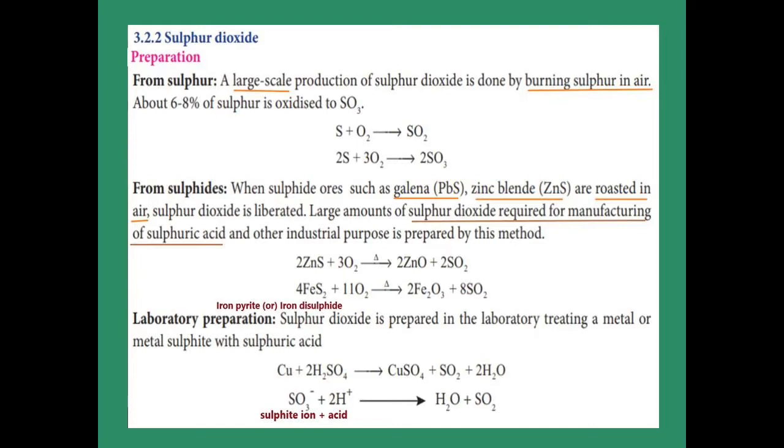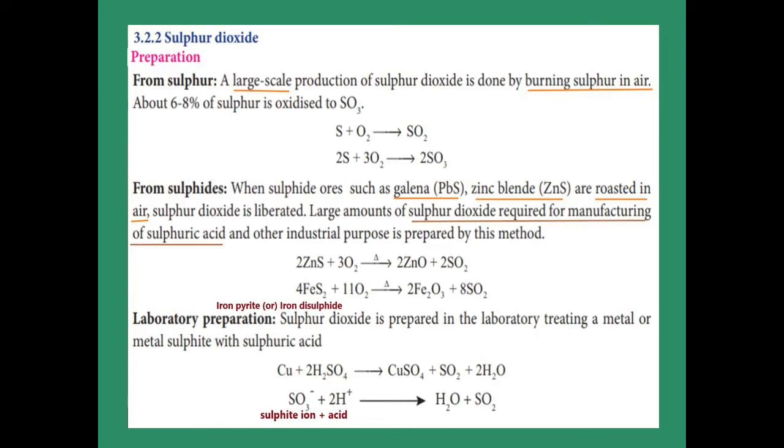The next one, from sulfide ore. For example, galena and zinc blende. Galena means lead sulfide and zinc blende means ZnS. On burning, that is roasting in air, we get sulfur dioxide as one of the products. In this production, the sulfur dioxide is mainly used for preparation of sulfuric acid. For example, ZnS reacted with oxygen gives ZnO plus sulfur dioxide.